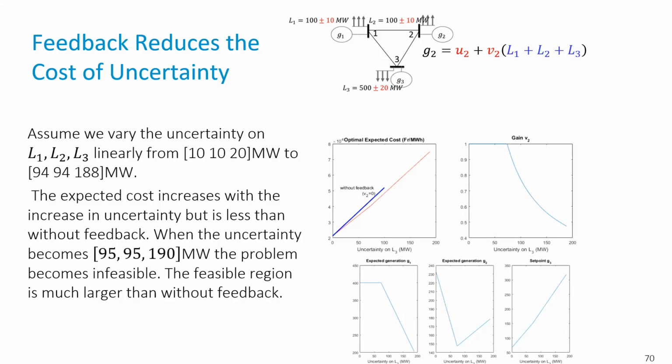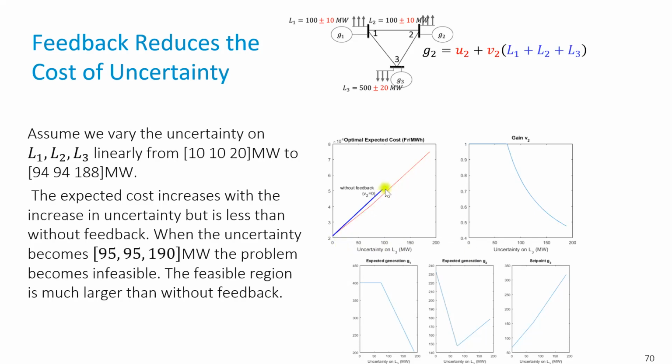We saw just an hour ago what we do if we do static control. So we simply compute the optimal value of G2. Now, if I add a control law on G2, I obtain the red curve here for the cost when we vary the uncertainty of the load here.